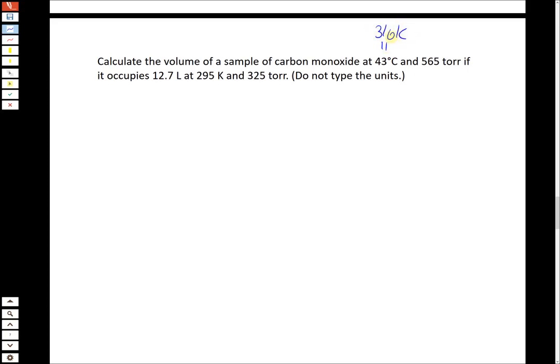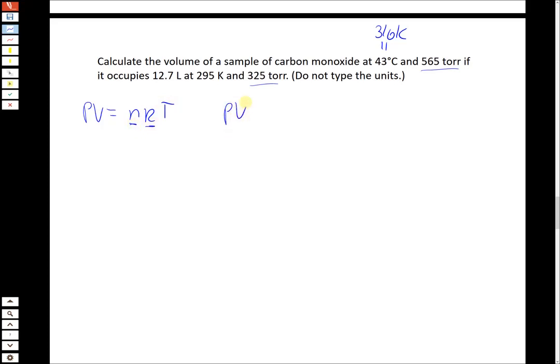So the temperature is changing. It's going from 316 to 295. And the pressure is changing as well, 565 and 325. So two things are changing, really all three are, because that means the volume will also respond. So when we start with PV = nRT in this case, the only constants here are the number of moles and R.